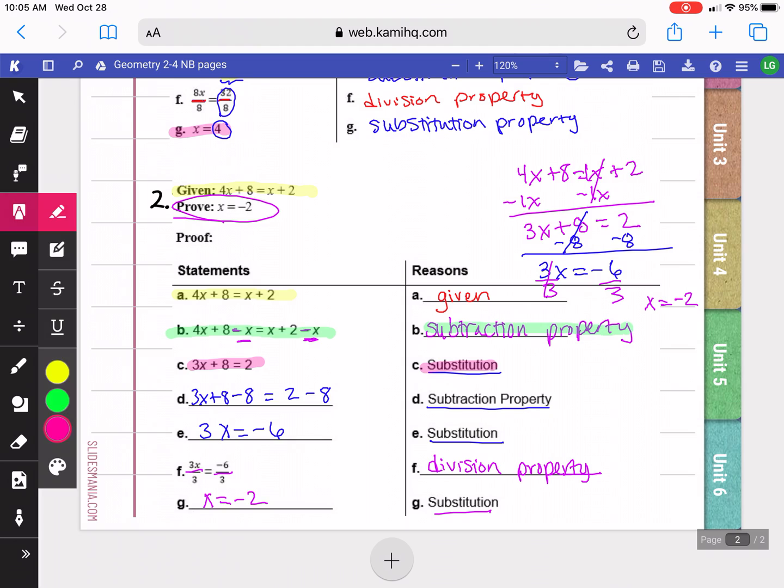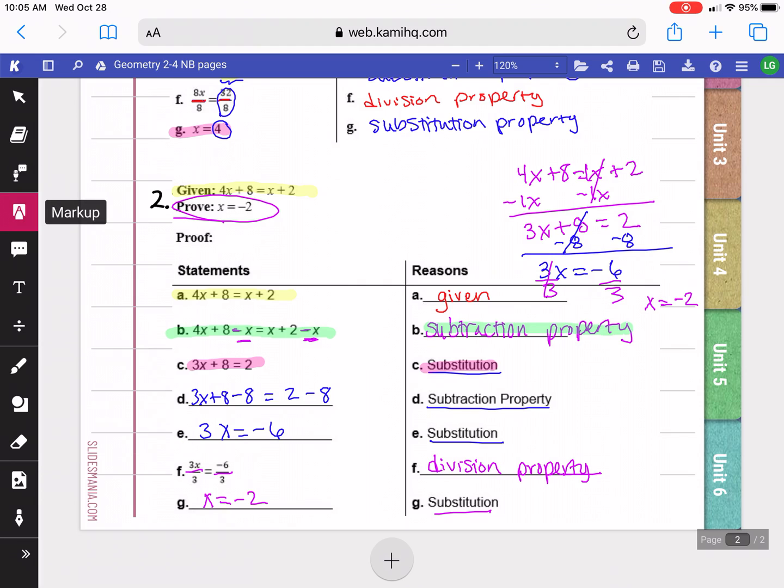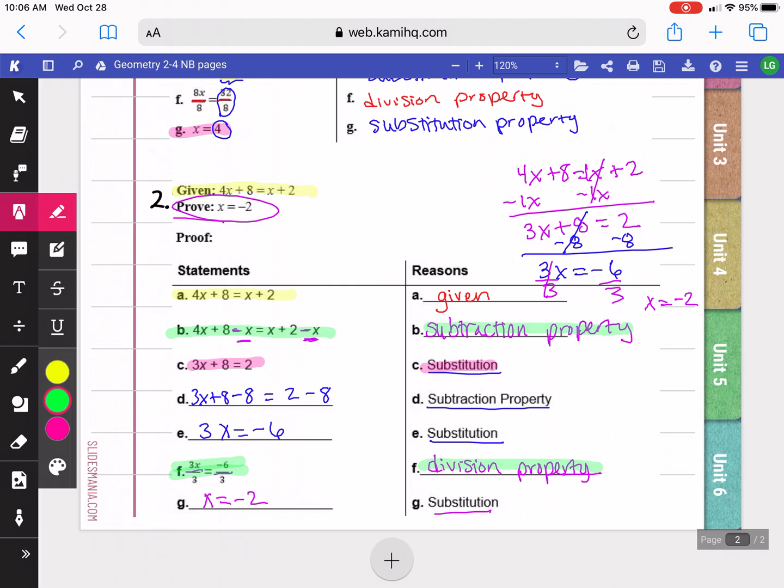If you look at step F, on step F, we divided both sides by 3, so that was the division property. On the next step, we just simplified that. So, okay, now negative 6 divided by 3 is negative 2. Since we were just simplifying, that's the substitution property.